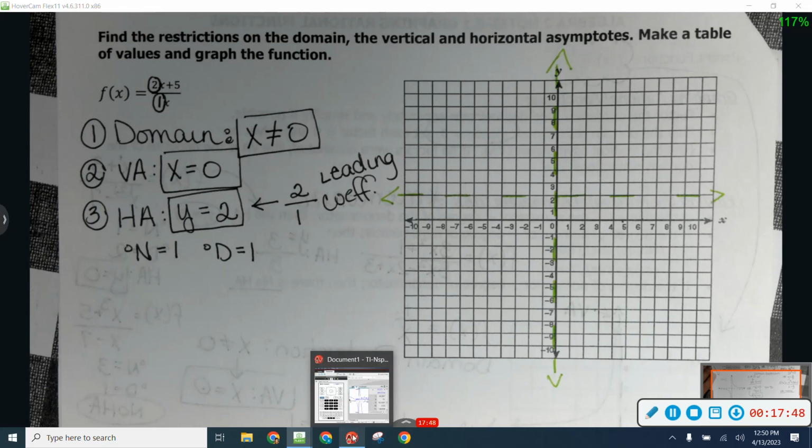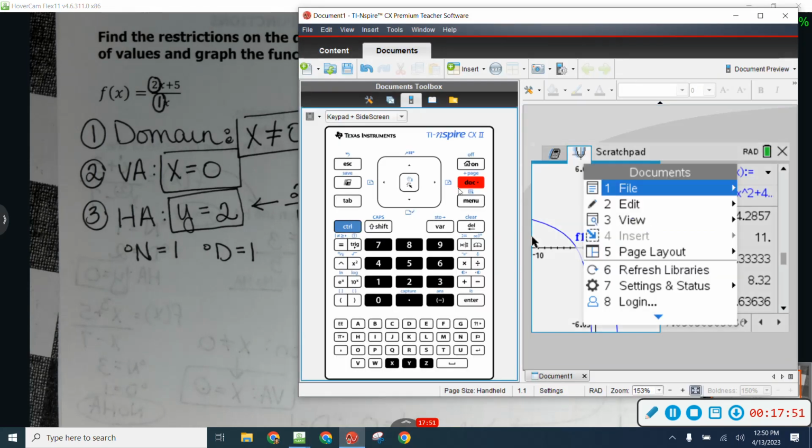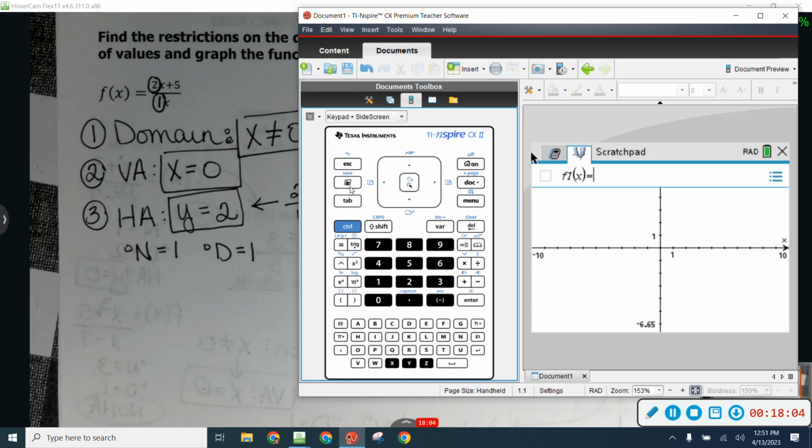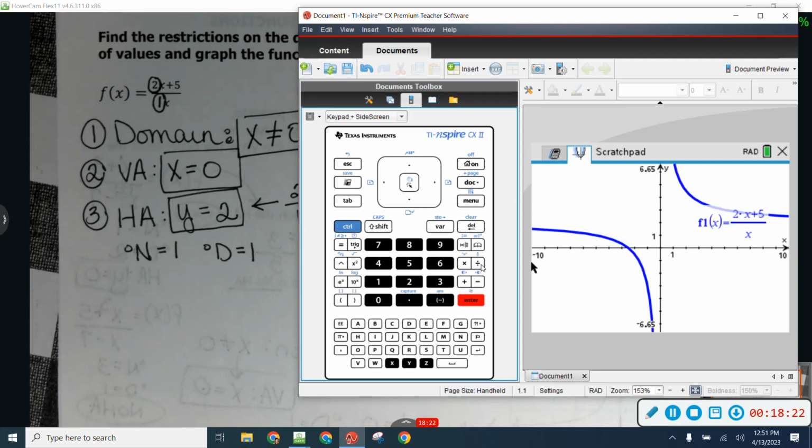And then once you do that, you just need to go to your graph. I would say don't go in your documents, because when people go to the documents, they've got about 5 tabs up here. So go to your scratch pad and then hit that calculator button, and that will give you your graph. Okay, so then control divide will give you your fraction template. So 2x plus 5 over x is my function. So whatever you start with is what you graph. And it should look something like that.